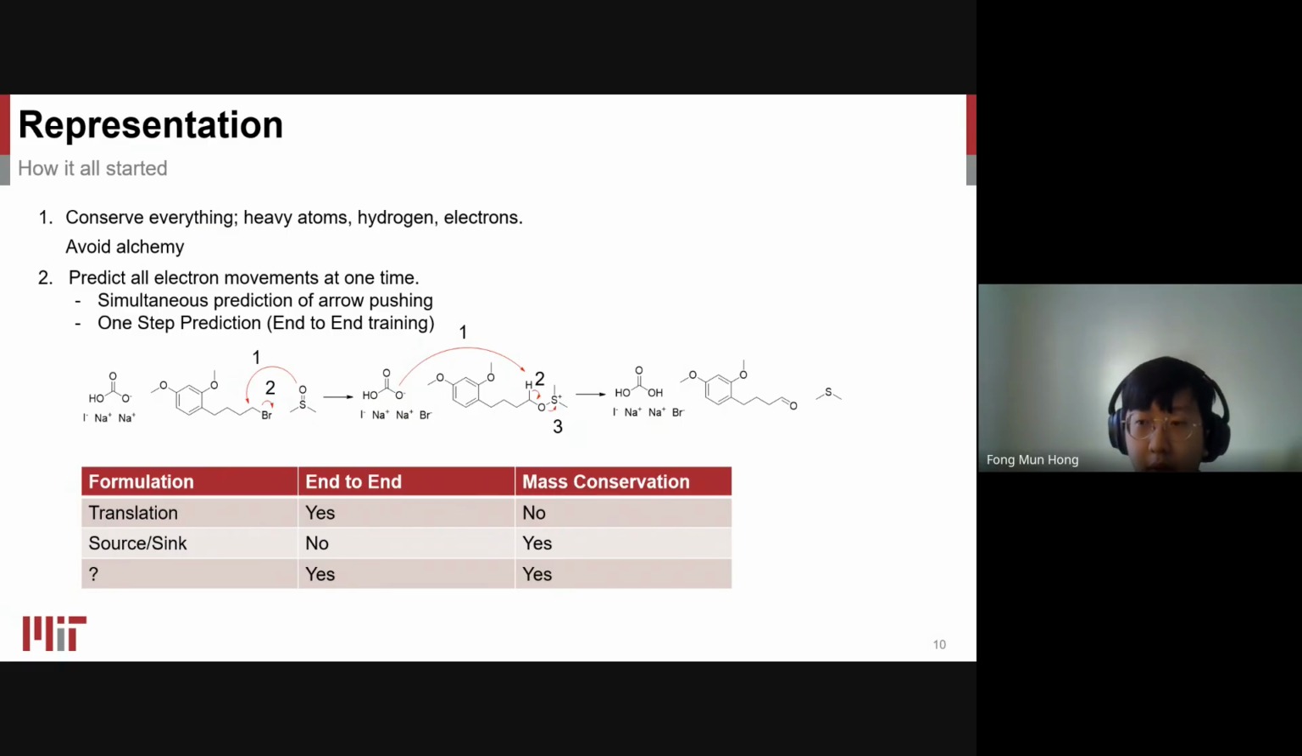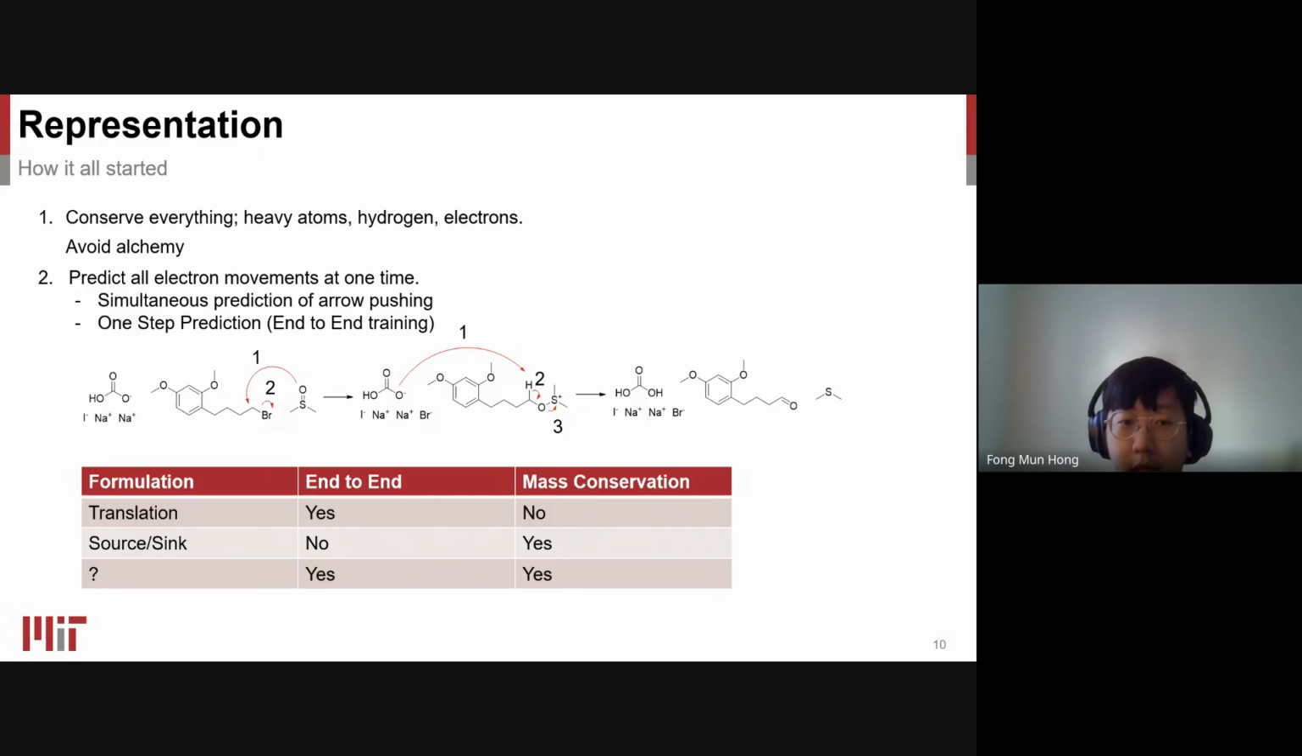after going through all the possible limitations, the main idea we're going for is that we want to conserve everything, from heavy atoms to hydrogens to electrons, and avoid alchemy at all costs. At the same time, we would also like to predict electron movements all at once. We would not just want to predict one step, as in mechanism prediction. We want to predict all of these steps simultaneously.